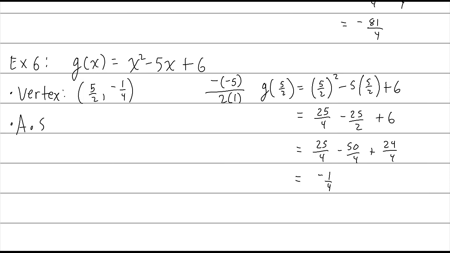Axis of symmetry. X equals 5 over 2. Okay, understood 1 in the front. It opens up. If it opens up, it has a lowest point, so it has a minimum value. And the minimum value will be the y value of the vertex, negative 1/4. Okay, let's do a couple more examples here.